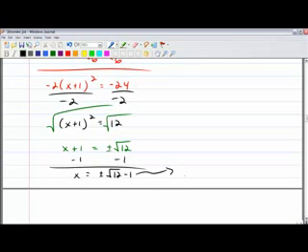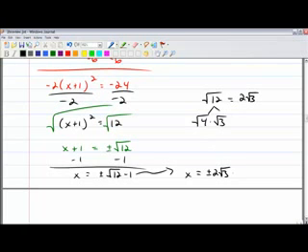But you can more conveniently write this as x equals plus or minus, well, I think square root 12 can be reduced. The largest perfect square that goes into 12 is 4. So the square root of 12 is square root 4 times square root 3, which is 2 square root 3. So x equals plus or minus 2 radical 3 minus 1.